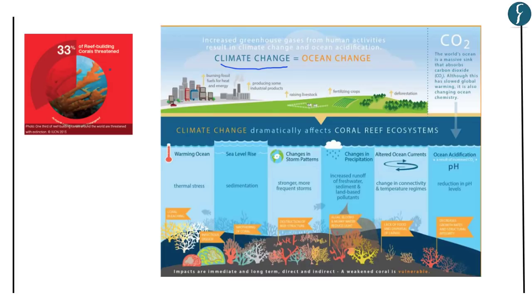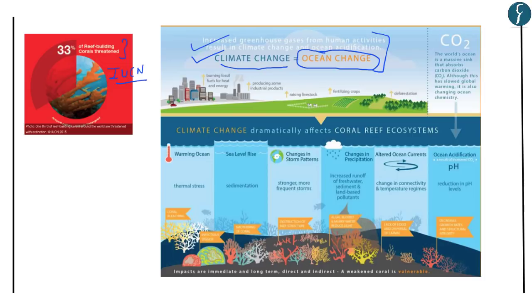Now, according to IUCN, about 33% of the reef building corals are threatened due to climate change. And it further says that the climate change is equivalent to change in characteristics of the ocean, and it can be termed as ocean change. Further, increased greenhouse gases from human activities result in climate change and ocean acidification. So these two facts establish the relationship between the climate change and how this climate change is impacting the characteristics of ocean. So after this, let us look at the impact of various changes in the ocean on the geographical conditions which are required for the survival and growth of coral reefs.